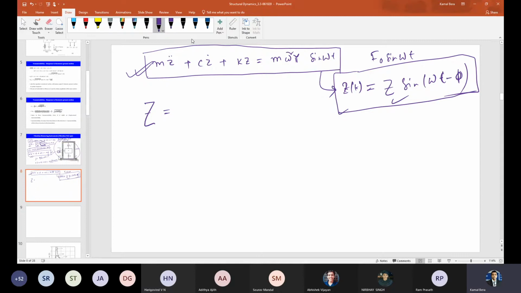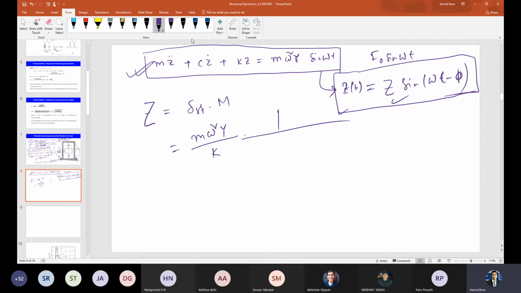What is capital Z? Please tell me what difficulty you are facing, why you are unable to answer it. Then I understood what the problem is. Delta ST into magnification factor, right? Very good. What is delta ST? It will be F naught by k. What is F naught here? M omega square Y.